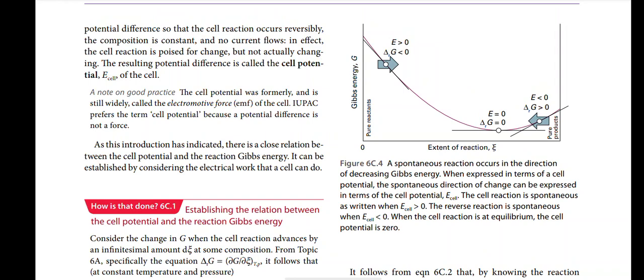The resulting potential difference is called the cell potential, E cell, of the cell. The cell potential was formerly, and is still widely, called the electromotive force, EMF, of the cell. IUPAC still prefers the term cell potential because a potential difference is not a force. As the introduction has indicated, there is a close relation between the cell potential and the reaction Gibbs energy. It can be established by considering the electrical work that a cell can do.